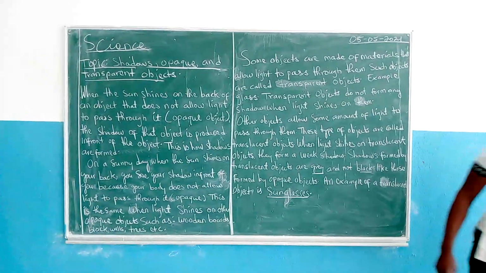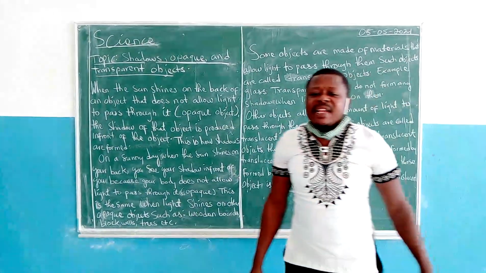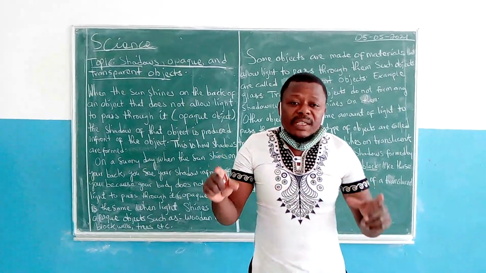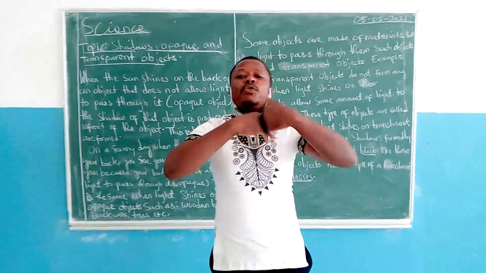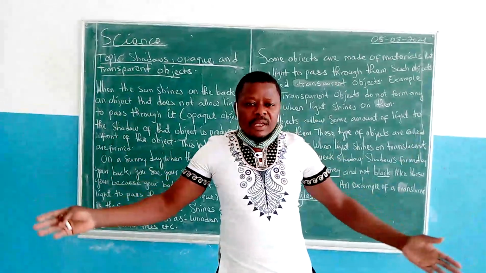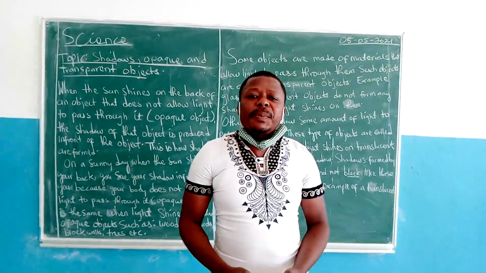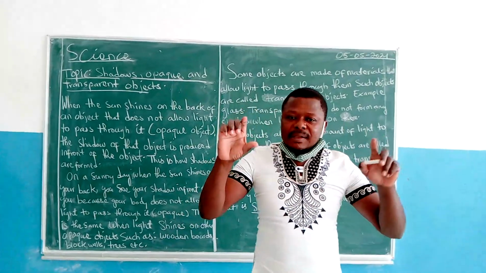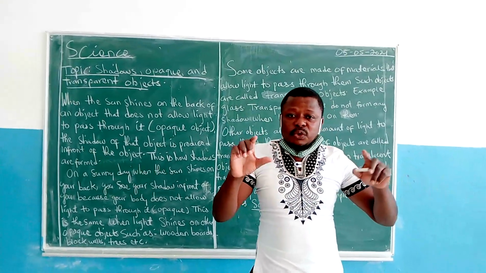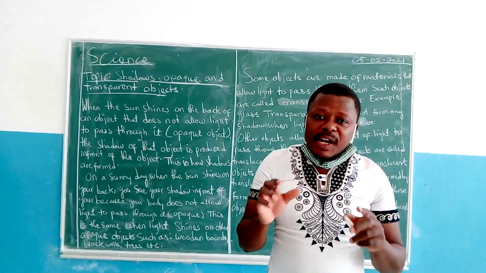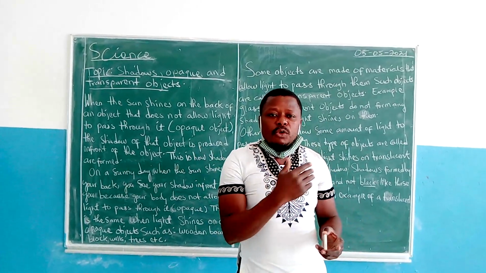Let us look at transparent objects. What are transparent objects? Transparent objects are objects that allow light to pass through them totally. They do not stop light from passing through them. An example of transparent objects is glass. Unfortunately, I don't have a glass here to show you. Glass, lens, they are all examples of transparent objects that allow light to pass through.